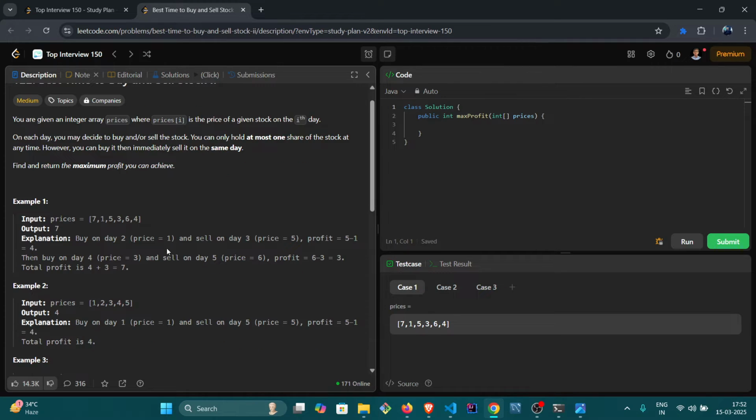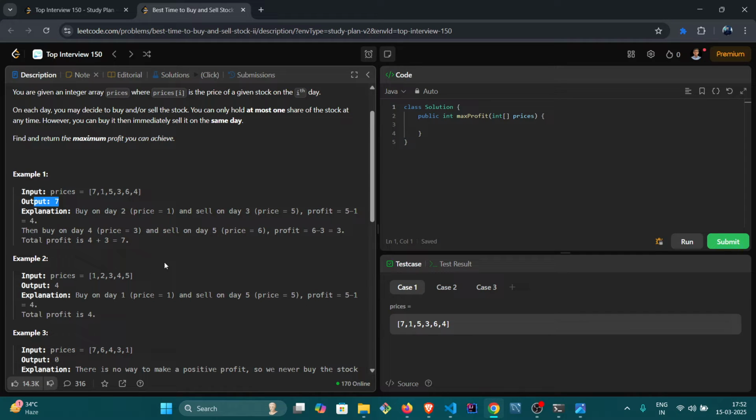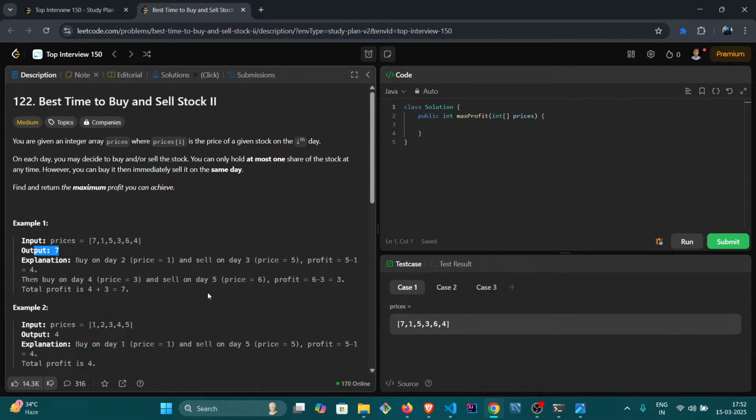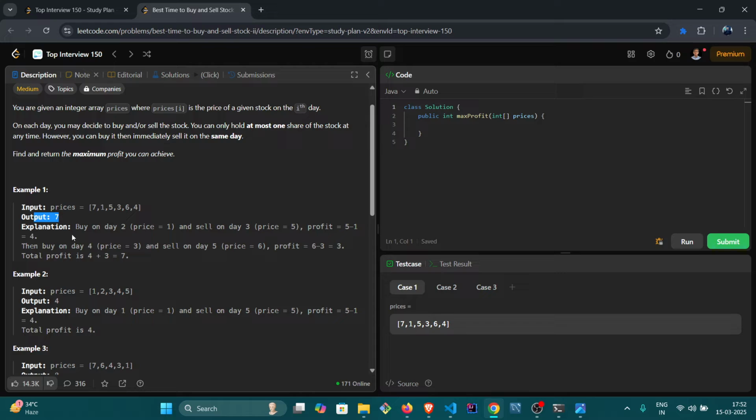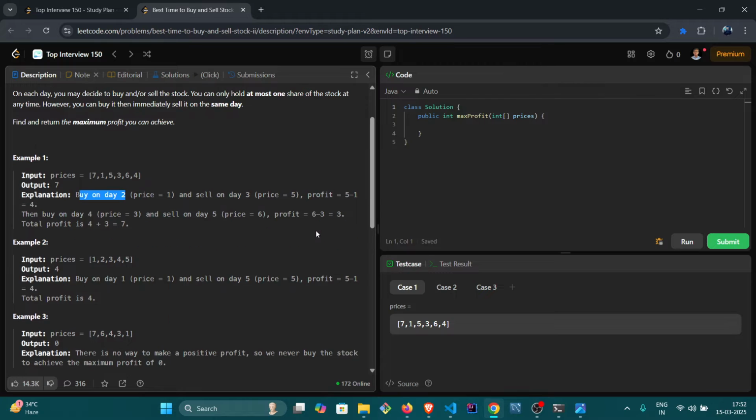Okay, so this is the prices array and as output we got 7. So let's understand the calculation done to get the 7. Buy on day 2, when the price is 1, and sell on day 3, where the price is 5, and the profit is the difference between both.